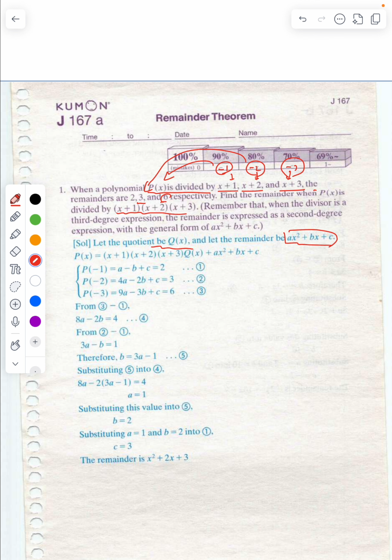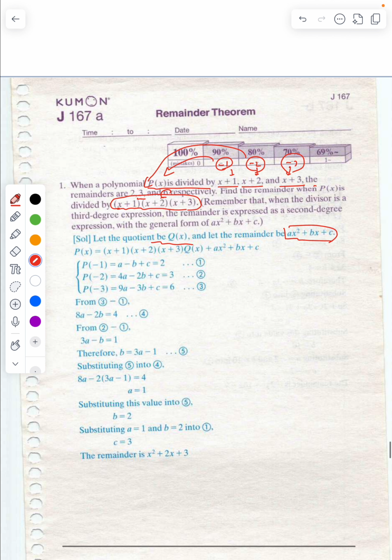The reason we talk about this is based on the degree rule in polynomial form, because we're dividing by x to the power of 3, right? Because you have x plus 1, x plus 2, x plus 3. When you multiply them together, it's going to be x to the power of 3. So your remainder has to be a degree lower than that, okay?